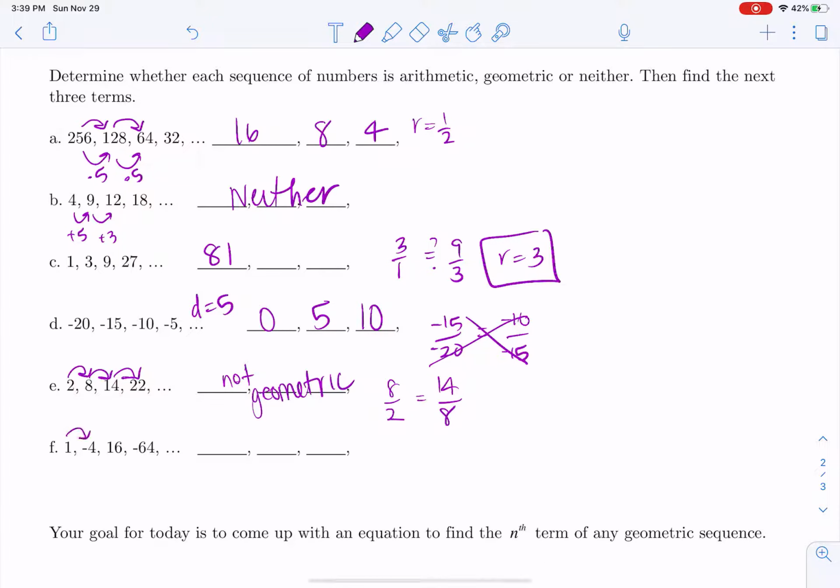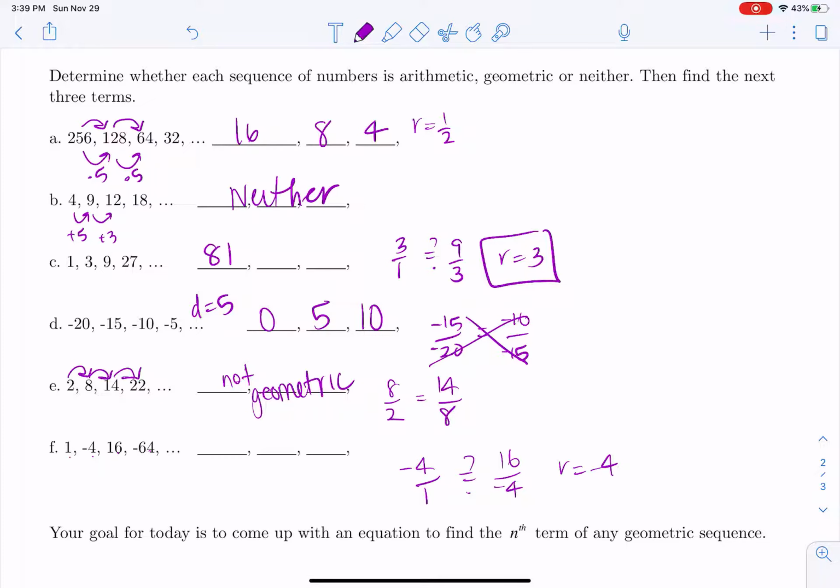To go from 1 to -4 to 16 to -64, I can see that my sign is alternating after every other value, which makes me think that this might have something to do with multiplication, and it does. If I were to investigate the common ratio here, I could say, is -4 over 1 the same as 16 over -4? And it actually is. My common ratio here is -4. But when we look at this sequence of values, we have positive, negative, positive, negative.